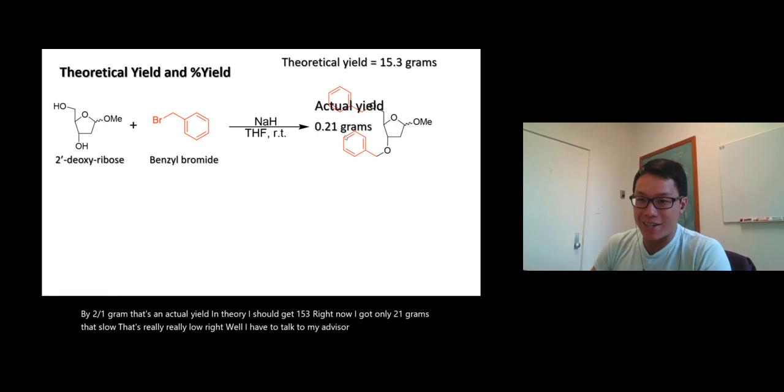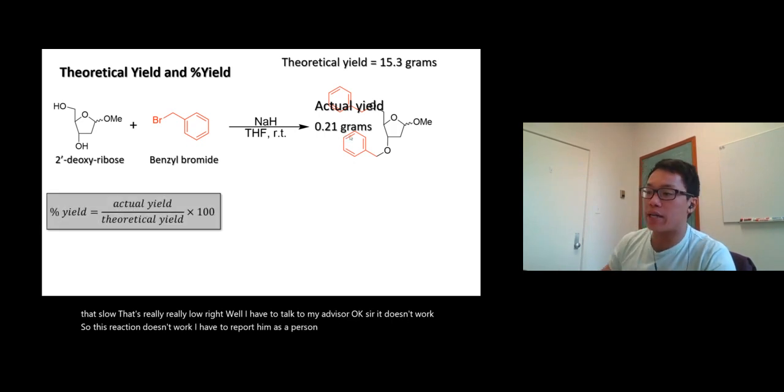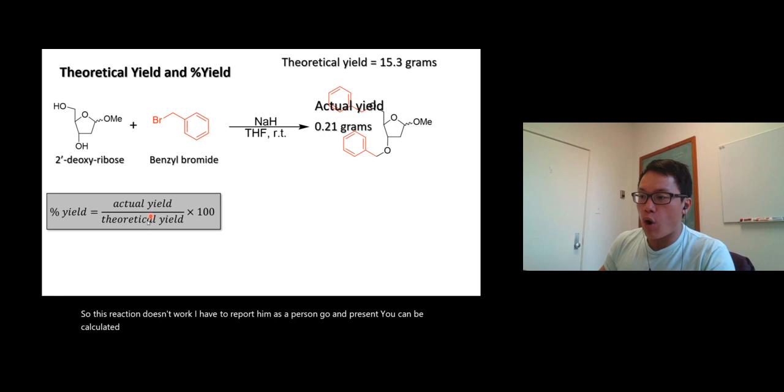Okay, sir, it doesn't work. So this reaction doesn't work. I have to report it as a percent yield. And percent yield can be calculated as the actual yield over theoretical yield times 100.